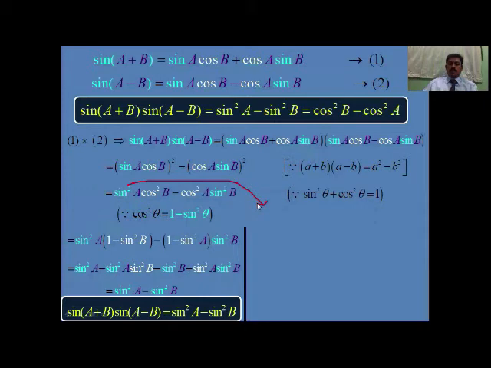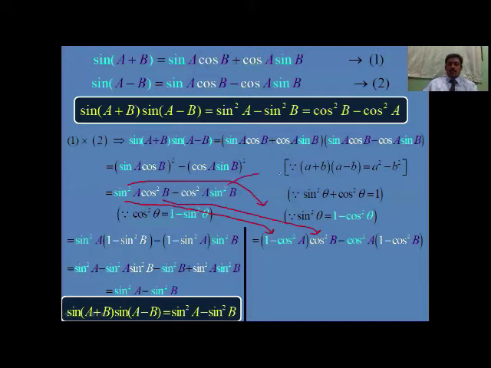That is, sine square theta equal to 1 minus cos square theta. If sine square A can be written as 1 minus cos square A into, I can write the term cos square B as it is, minus cos square A into this sine square B, which can be written as 1 minus cos square B.